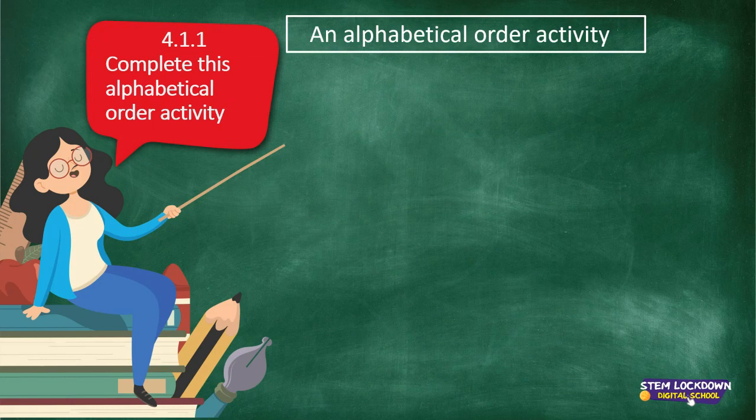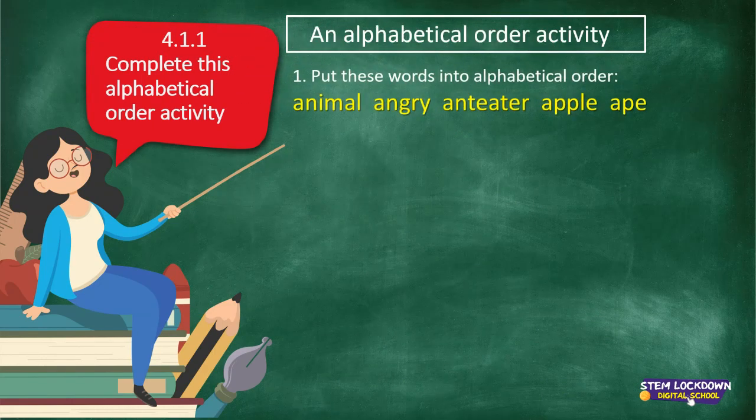So let's do an activity. First of all, put these words into alphabetical order. Animal, angry, anteater, apple, ape. Okay, put those into the right order.